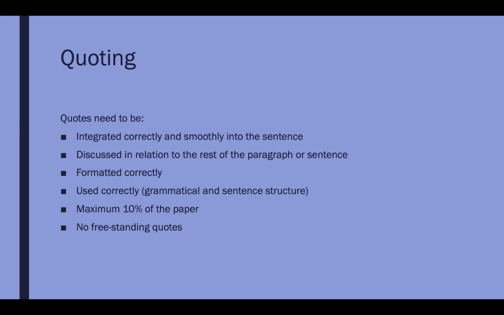For quoting, you need to integrate the quote correctly and smoothly into the sentence, and you have to discuss it in relation to the rest of the paragraph. You can't just insert a quote in there and expect it to work. It's not magic. It's not going to happen that way. We'll see in a second how you introduce a quote and how you wrap it up and link it. It has to be formatted correctly and used correctly, grammatically and structurally. It should be a maximum of 10% of your paper, and there shouldn't be any freestanding quotes.